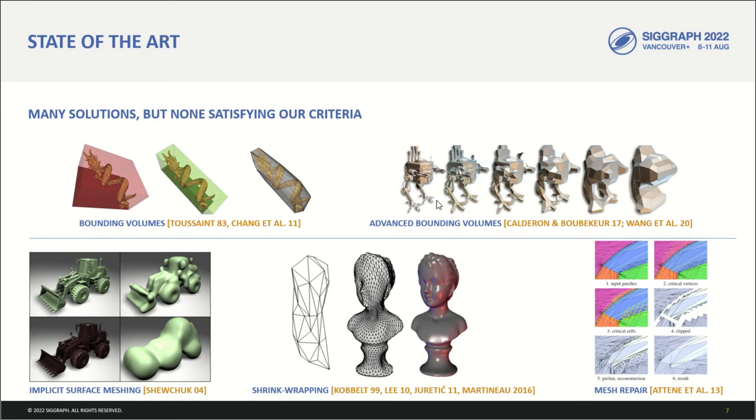This problem is not new, and some trivial solutions, such as bounding volumes, axis-aligned bounding box, oriented bounding box, or even convex hull exist, but the tightness is insufficient for our needs. Other advanced bounding volume methods exist, such as cages, methods for meshing implicit surfaces, and shrink wrapping methods. Finally, mesh repair methods also exist, but the complexity of the output mesh is similar, and the problem is very ill posed.